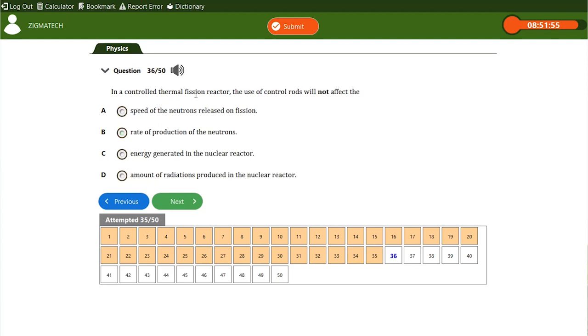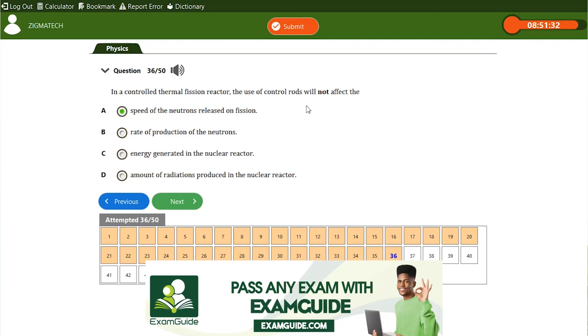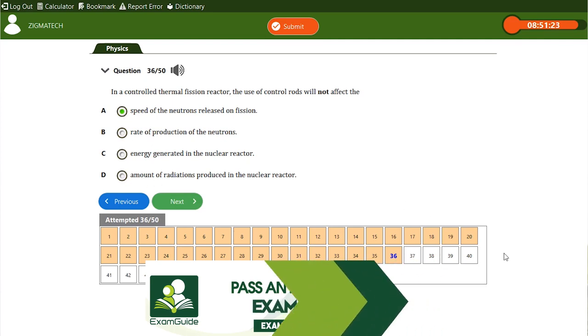In a controlled thermal fission reactor, the use of control rod will not affect the speed of the, of course. What control rod does is to limit the number of neutrons that are produced to avoid an atomic explosion. More neutrons produced means more nuclear reaction and it means more explosion. But rate of production, no. Energy generated in the nuclear reactor, no. So that option is the best.